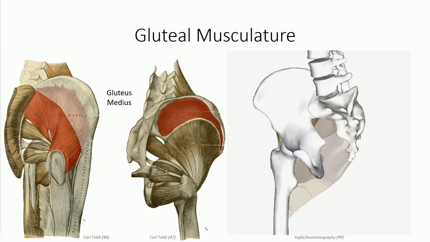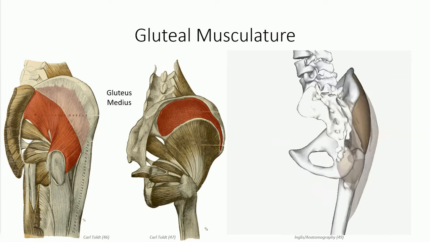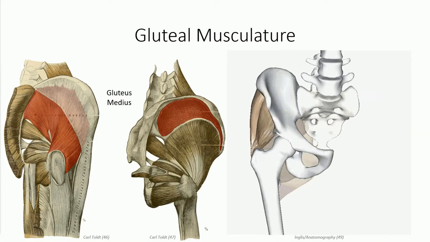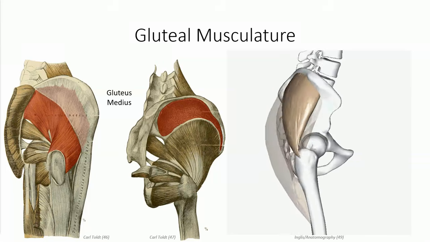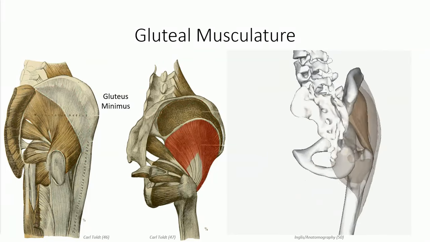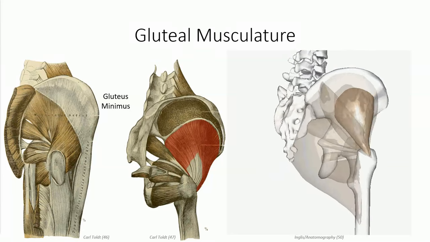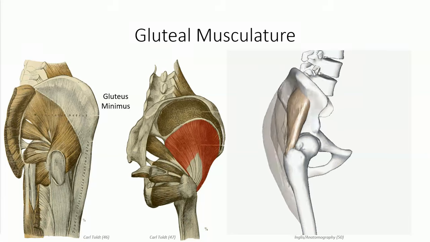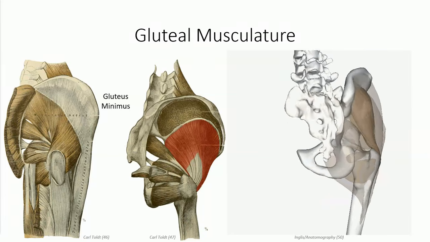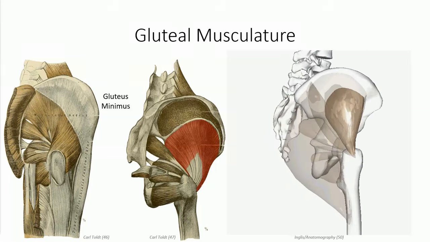Deep to the gluteus maximus is gluteus medius. It originates off the outer surface of the ilium between the posterior and anterior gluteal lines. The muscle then inserts on the posterior aspect of the greater trochanter. It is supplied by the superior gluteal neurovascular bundle. Deep to the gluteus medius is gluteus minimus muscle. It originates off the gluteal surface of the ilium, inferior to the inferior gluteal lines, to insert on the anterior aspect of the greater trochanter. Like the gluteus medius, it is also supplied by the superior gluteal neurovascular bundle.